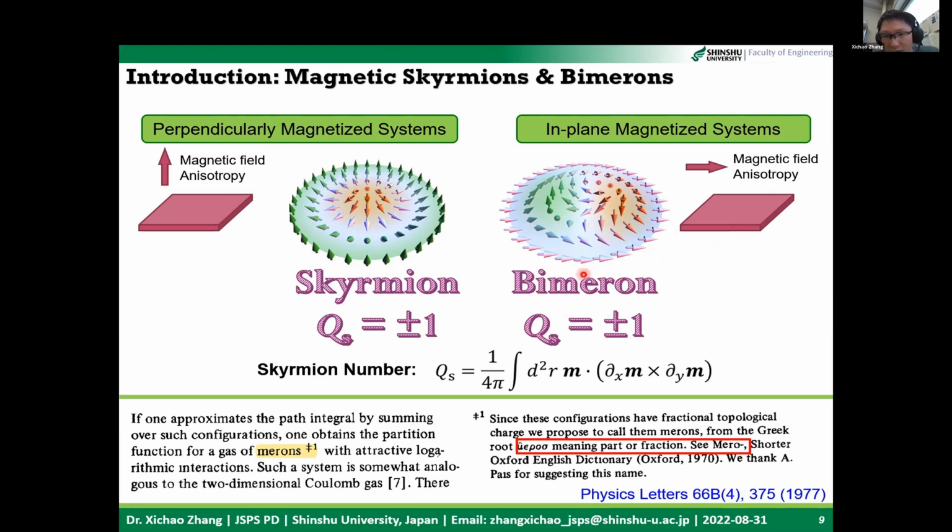And the skyrmion and bimeron could have the same topological structure, but their dynamics may be different, which I will talk about later. Here, I want to let you know that the skyrmion was named after Tony Skyrme, and the terminology meron was initially derived from the Greek root mero, which means part or fraction. This is simply because the meron texture carries a half-unit topological charge.